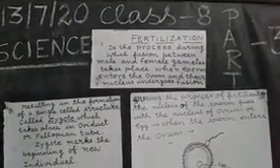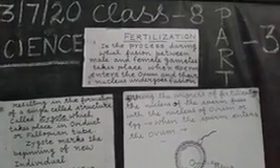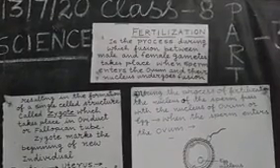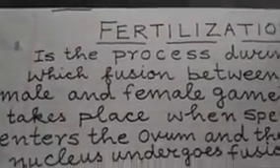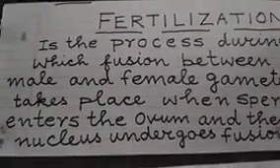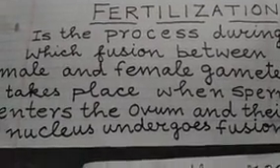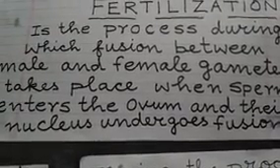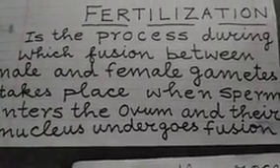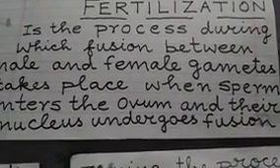Today, in lesson 9, I will explain the topic fertilization. So, first of all, you should know what is fertilization. Fertilization is the process during which the fusion between the male and the female gamete, that is the fusion between the egg and the sperm, takes place, resulting in the formation of a single celled structure called zygote.